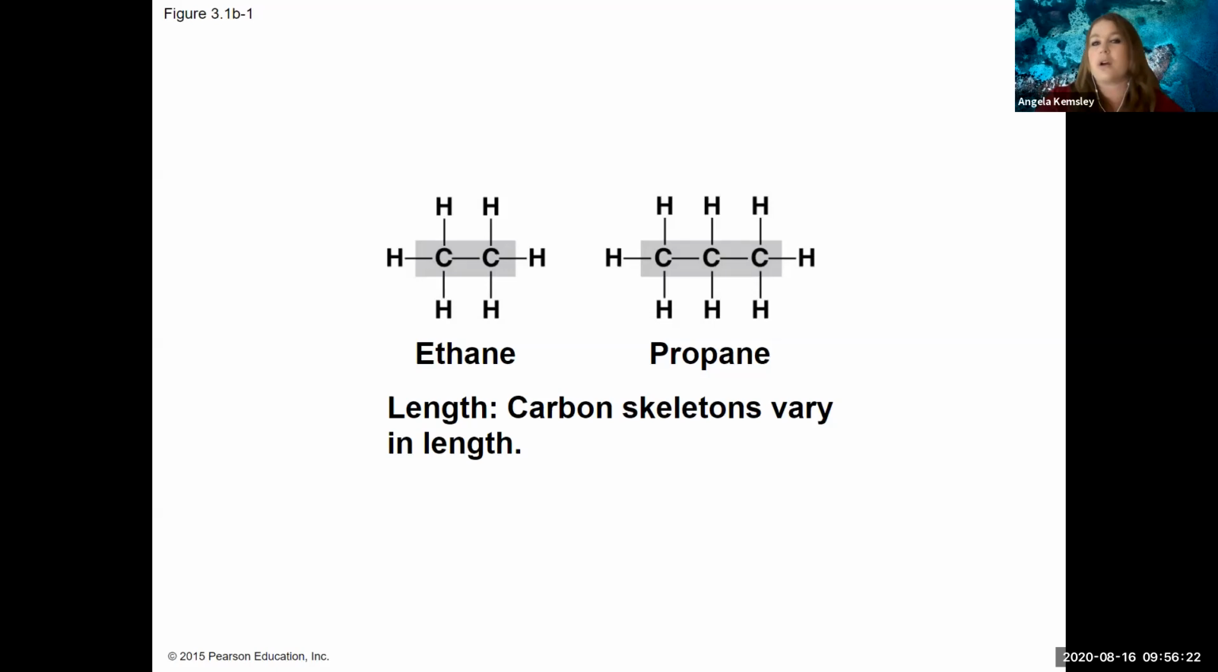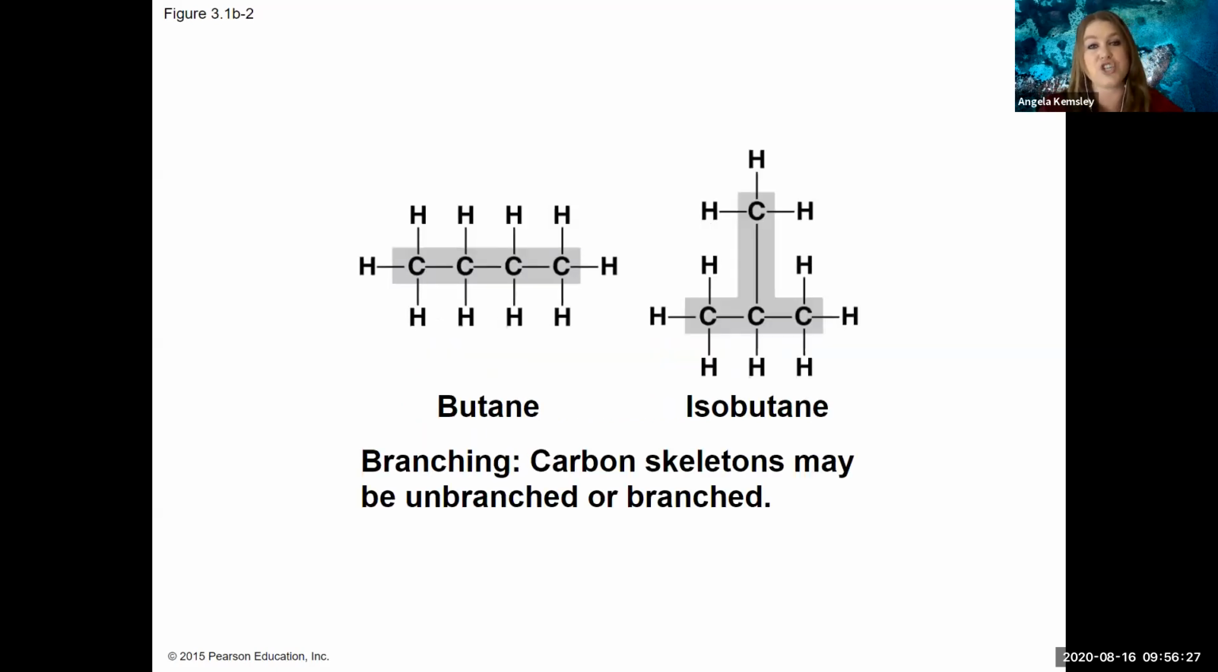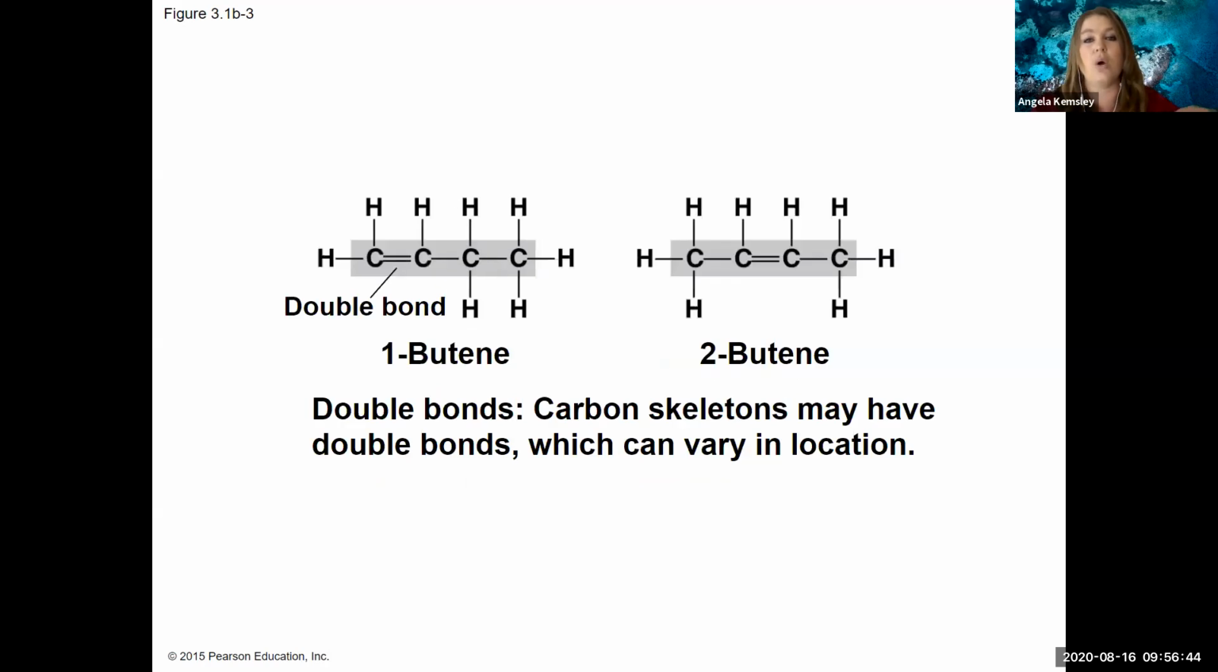And they can form various lengths. They can also form various shapes, so they don't always have to go in a straight line. You'll see some compounds like butane do, where carbon just keeps bonding to carbon in a straight line, but some, like isobutane, will branch off. So we can have different shapes, we can have branching. We can also have both single and double bonds.